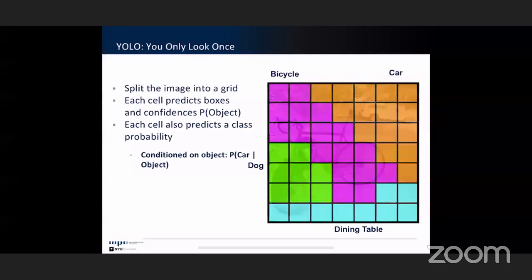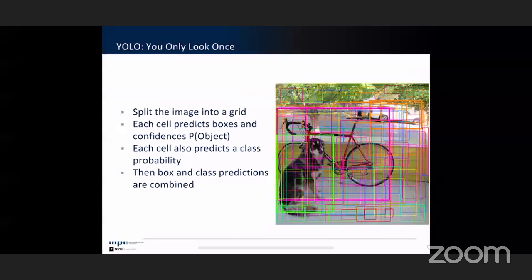Now, how do we get the class? We also let each cell predict a class probability, right? So each cell also predicts a class probability, saying, okay, this is a bicycle, so all the pink ones are bicycles, the orange ones are cars, and the green ones are dog. And though we had no dining table, the bottom blue ones are being predicted as a dining table.